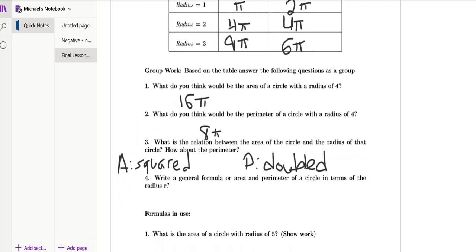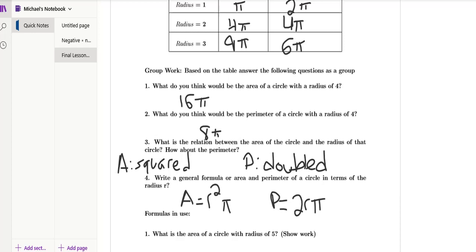And finally, the last question is to write a general formula. So how do we write the radius being squared? We kind of know how to write that. If we're writing it in terms of r, we're going to have A equals pi r squared. And how do we write the perimeter? The perimeter is just going to be equal to double r times pi. And double r we write as 2 times r times pi. All right, so those are our area and perimeter formulas for the circle.